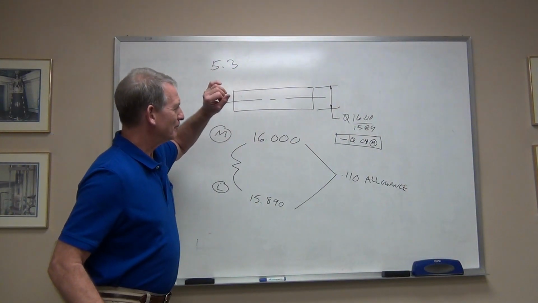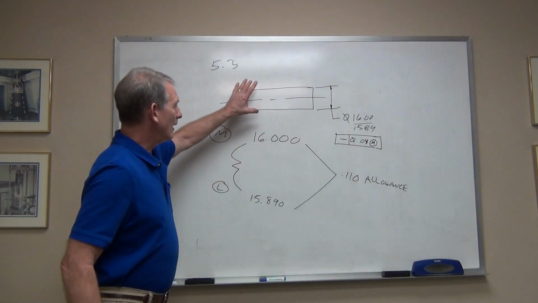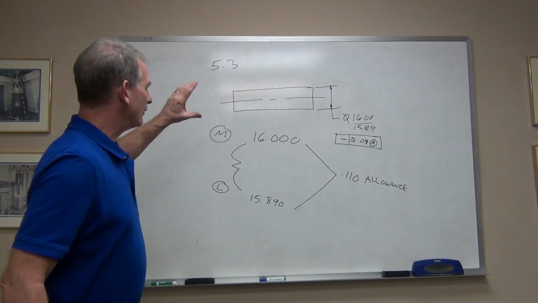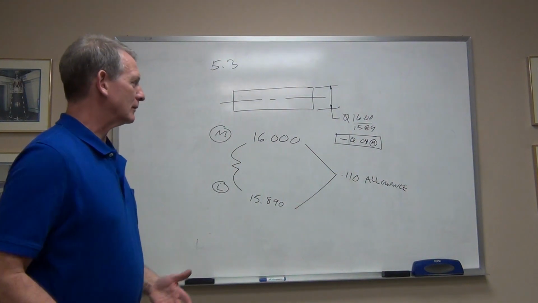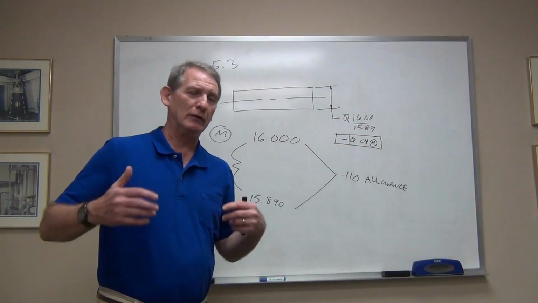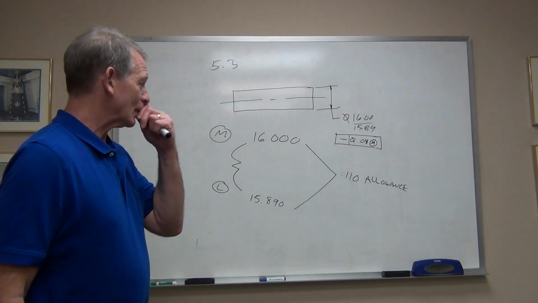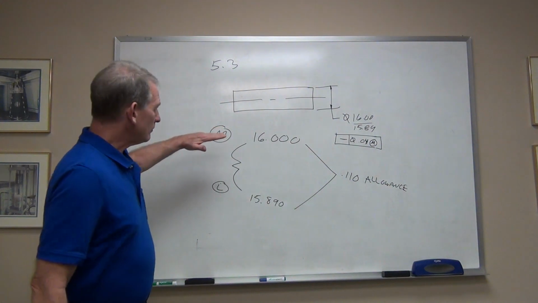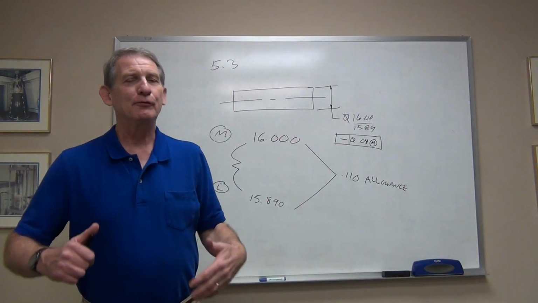But we do have to think about it in that sense. This is a male feature, the shaft, and at its maximum material condition it is the biggest it can be. In other words, that shaft has the most material in it. It is going to be at its heaviest. Now, how does that play out? How does this relate to this? Fairly simply.